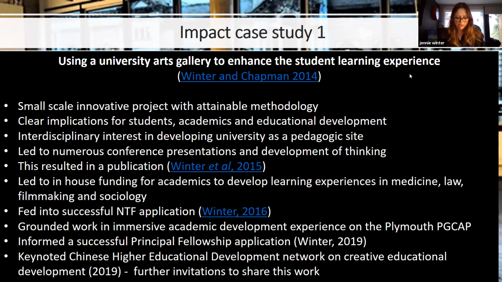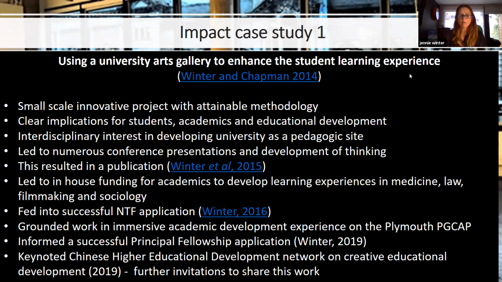Yeah. I wanted to give you a couple of examples of case studies where this has happened, and I'm just going to start with one from my own work. This was the first SEDA Small Grant that I achieved back in 2014. It was a small scale study. Like most SEDA grants, it was just £1,000.